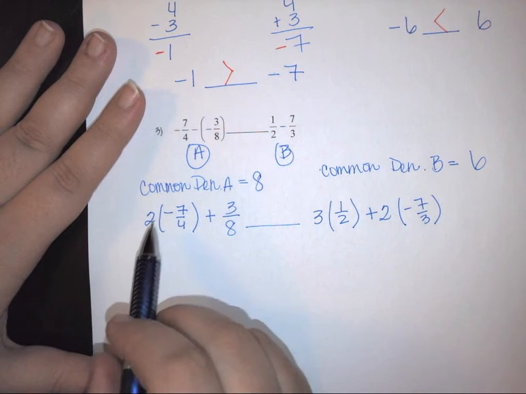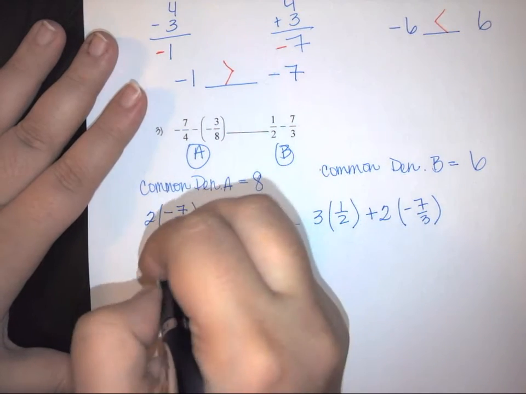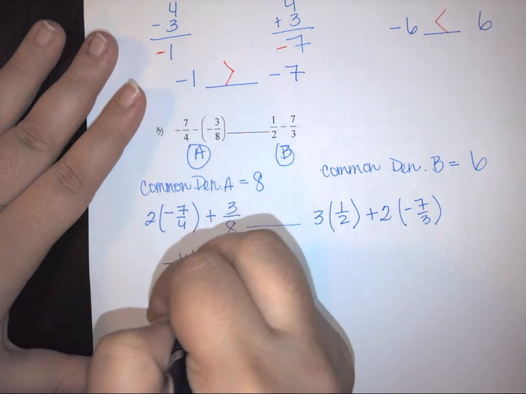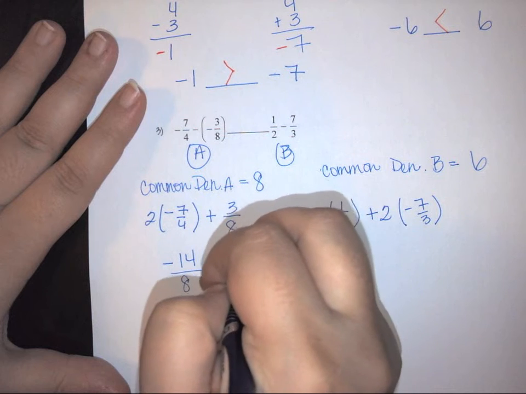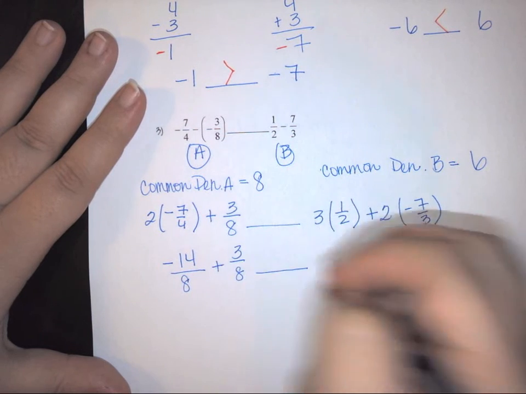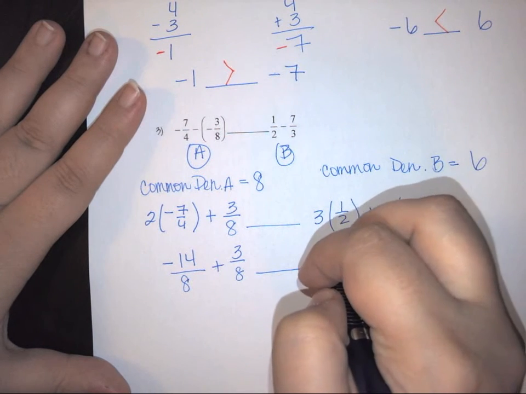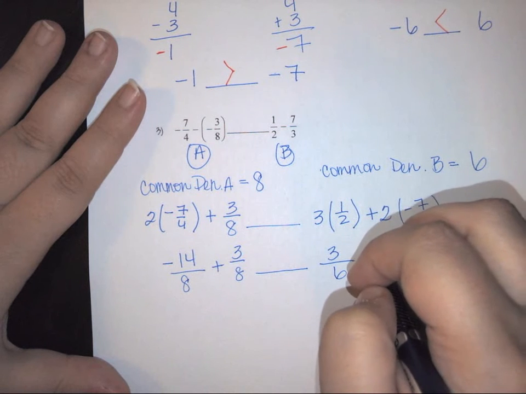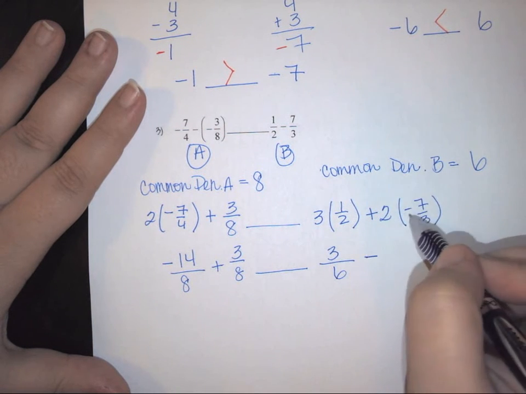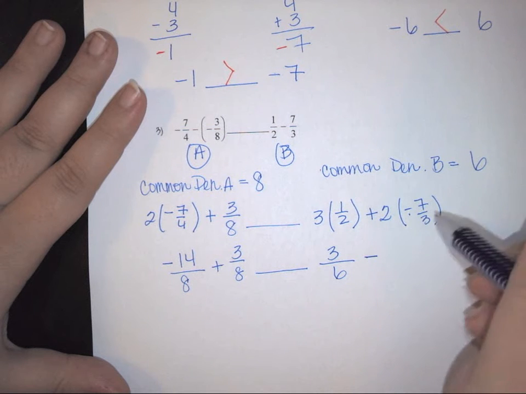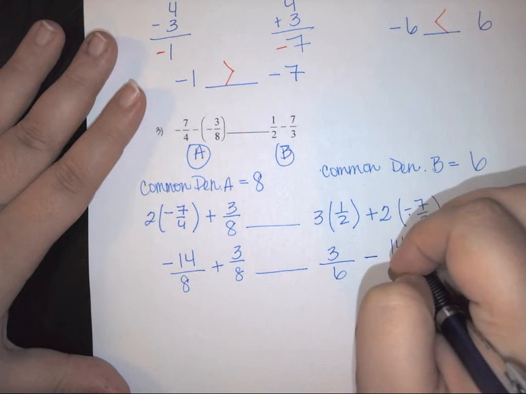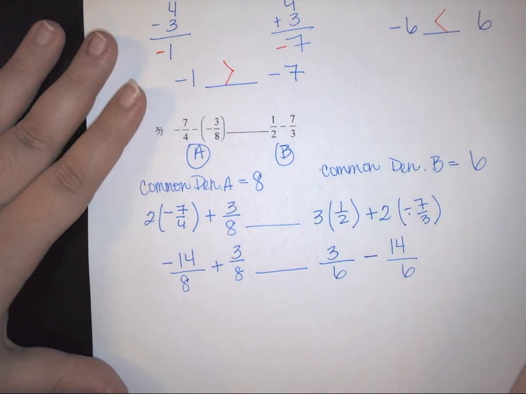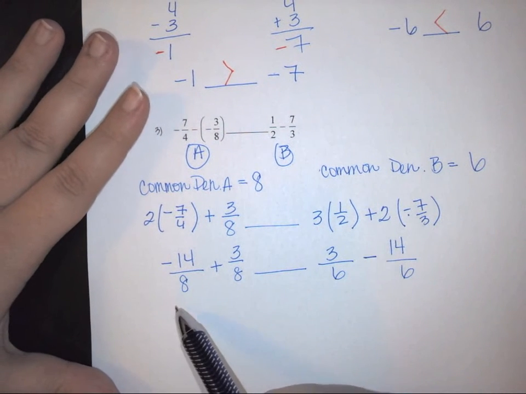So I need to actually do my multiplication. So back on the left-hand side, 2 times 7 gives you a negative 14. 2 times 4 gives me that 8, plus my 3 over 8. 3 times 1 gives me 3. 3 times 2 gives me 6. And then my sign is negative because my fraction's negative. 2 times 7 is 14. 2 times 3 is 6. So then we can go ahead and look at it.